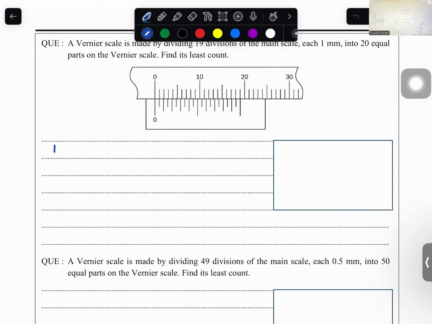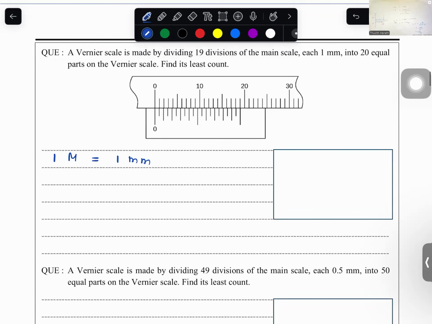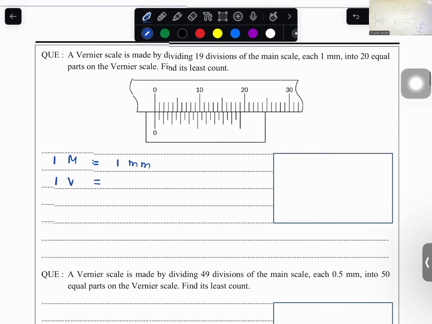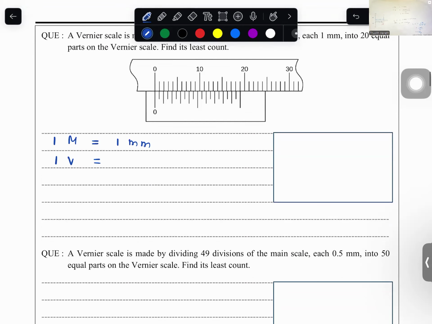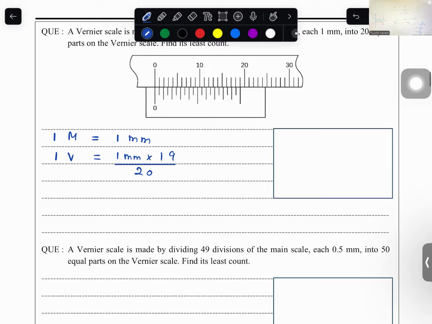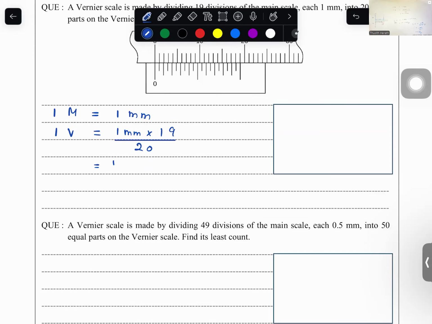What's the method? What's the sequence? First, find the length of one main scale division. It's 1 millimeter, given in the question. What is the length of one vernier scale division? 19 main scale divisions are divided into 20. So 1 millimeter into 19 divided by 20. If I simplify this, 19 over 20 means how much? 0 for 19, then for 190, 9 is 180, 10 remains, for 100, it's 5. Right. So I have found the length of a main scale division and the length of a vernier scale division.